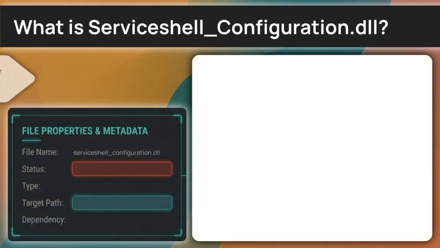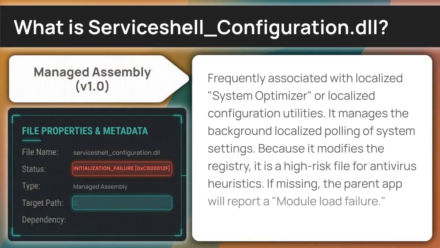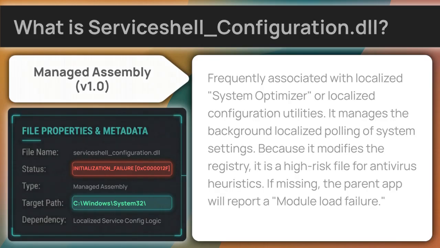This is the Service Shell Configuration Module, frequently associated with Localized System Optimizer or Localized Configuration Utilities. It manages the background localized polling of system settings. Because it modifies the registry, it is a high-risk file for antivirus heuristics. If missing, the parent app will report a module load failure. Now that we've covered what the file does, let's jump into our first fix.